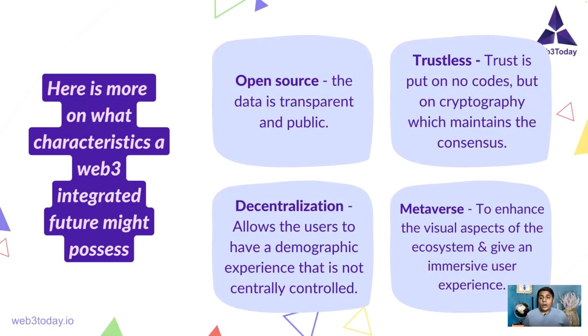So here are more characteristics of what a Web3 integrated future would look like. There are four core components. One is open source. If you look at the complete blockchain ecosystem or blockchain startups, you see that they provide their GitHub or GitLab library, and their smart contracts are pretty much open, meaning they focus more on open sourceness.